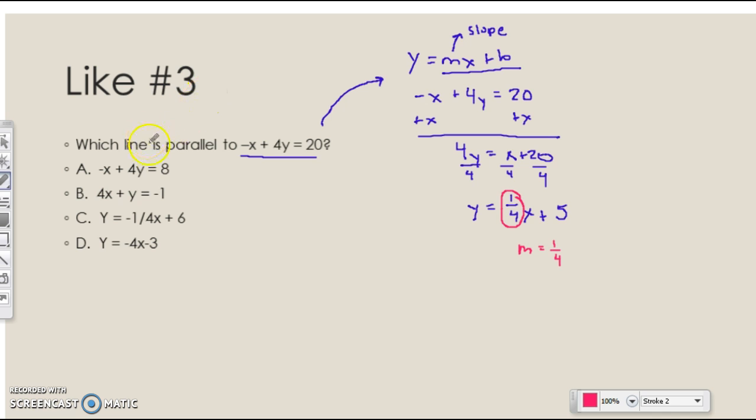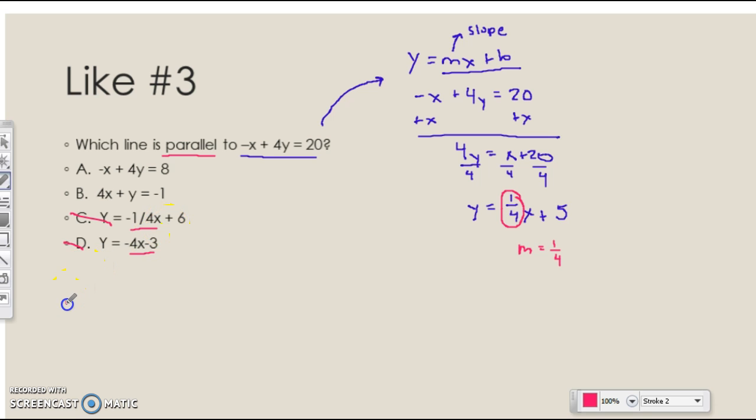Now, since I'm looking for a line that is parallel, I'm looking for another line whose slope is 1/4. All right, I know it's not going to be this one here, C, because it tells me that it's negative 1/4. I know it's not going to be D because it's negative 4. So it's got to be one of these two.